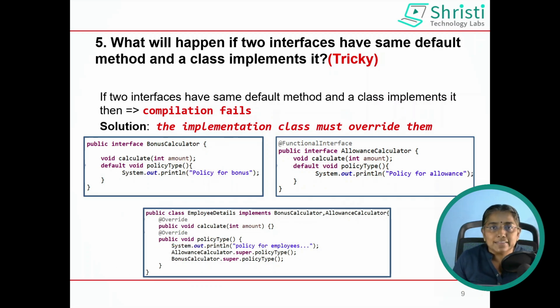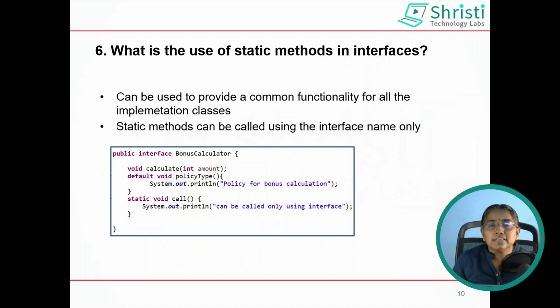We will move on to the next question. What is the use of static methods in interfaces? Static methods are used to provide a common functionality across all implementation classes. The static methods can be called only using the interface name. The static methods cannot be overridden. Okay. This is an example of using static method. Just like how you have used the default keyword, here you need to use the static keyword.